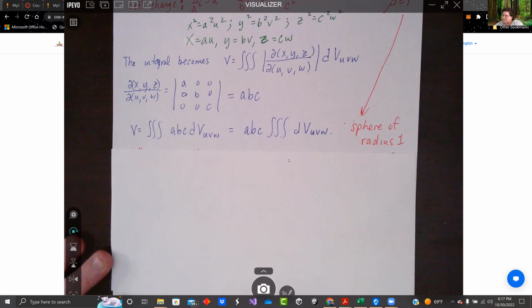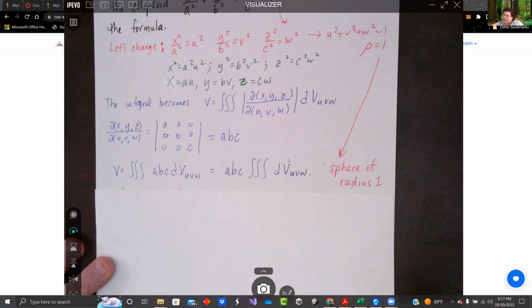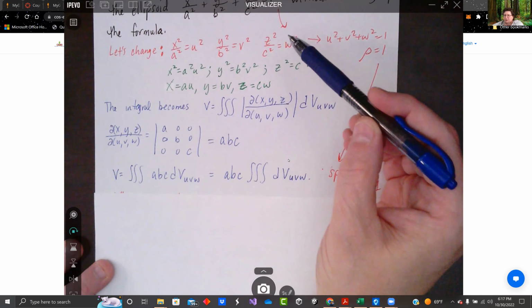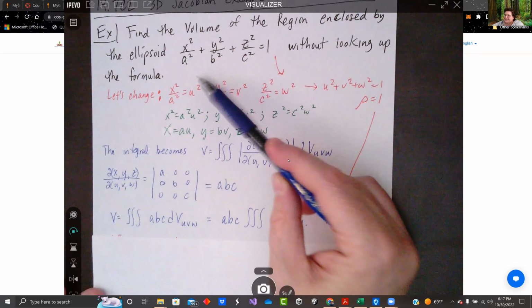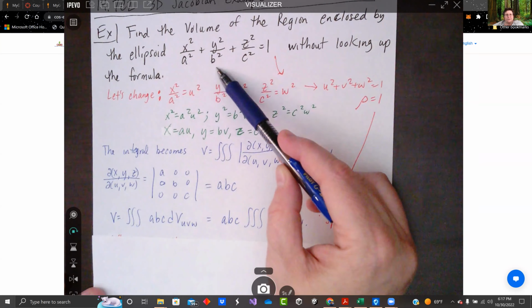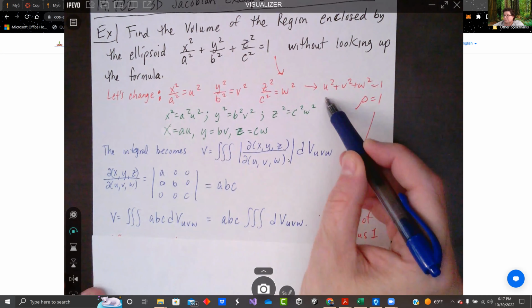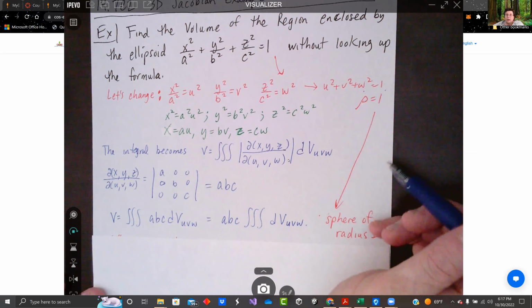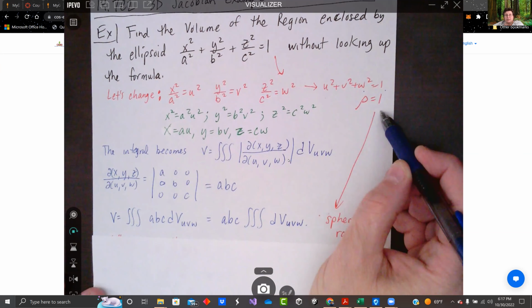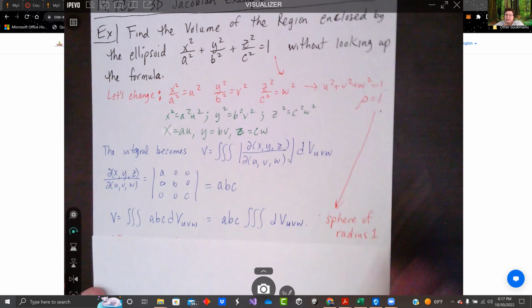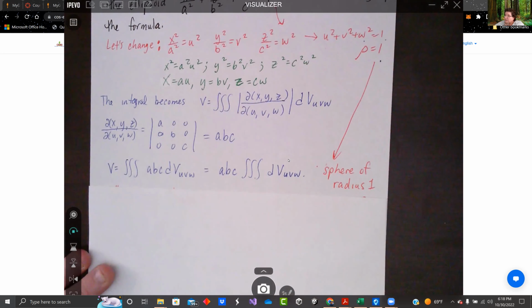So now I've got the volume of this thing, but what happened to x? Let's come up here and look at something real quick. I had x squared over a squared plus y squared over b squared plus z squared over c squared. Making this substitution, I have u squared plus v squared plus w squared equals 1. I've got rho equals 1. This is a sphere. The volume of a sphere is well known. It's 4/3 pi r cubed.